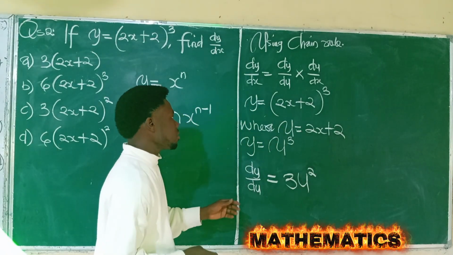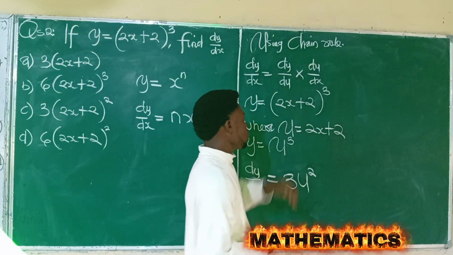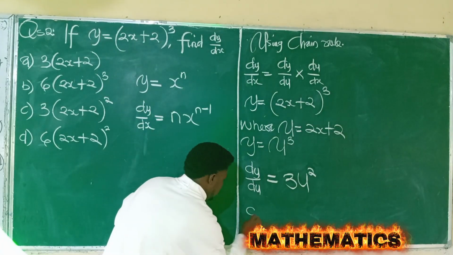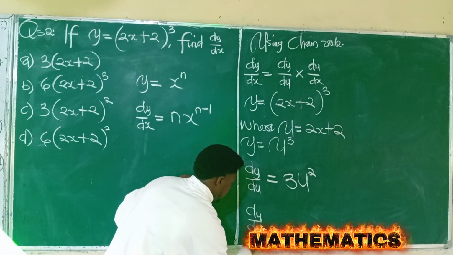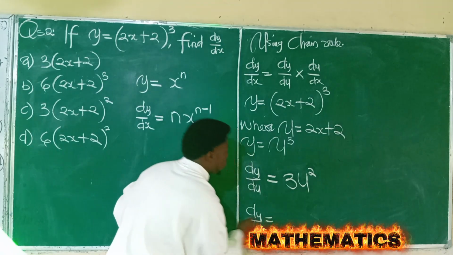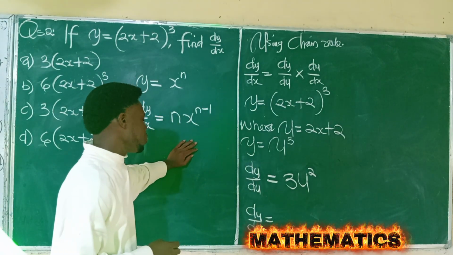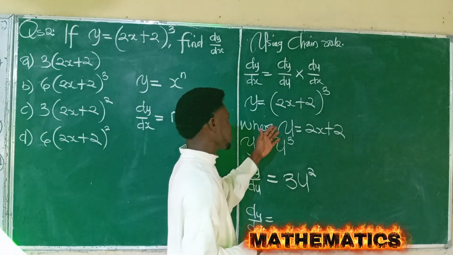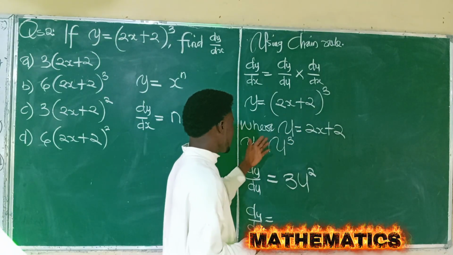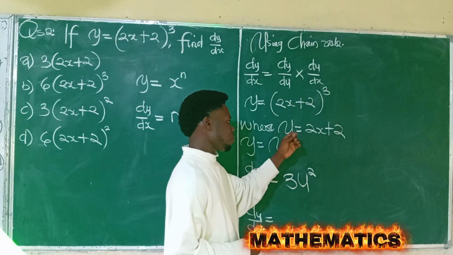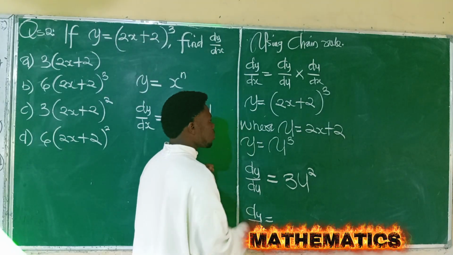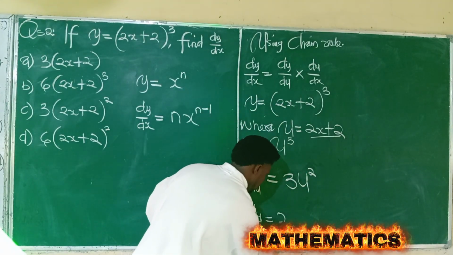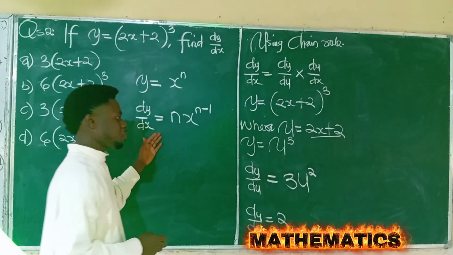Alright, let's also consider the next term on the board, which is du over dx. Du over dx is the derivative of u with respect to x, and in the parentheses we have 2x plus 2. Remember, u is equal to 2x plus 2. So the derivative of 2x plus 2 gives just 2, using the same principle.